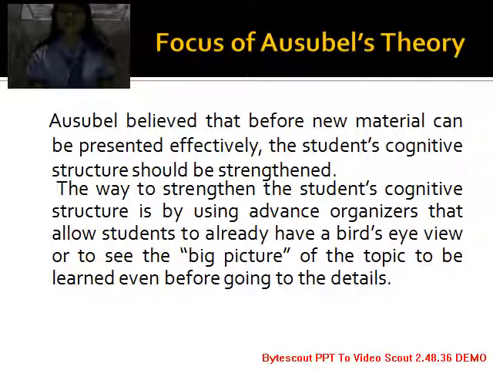Ausubel believed that before new material can be presented effectively, the student's cognitive structure should be strengthened. Like I said a while ago, the way to strengthen the student's cognitive structure is by using advanced organizers that allow students to already have a bird's eye view or to see the big picture of the topic to be learned even before going to the details. As a teacher, let your students have a preview for the given topic. In that way, they can participate in the discussion.